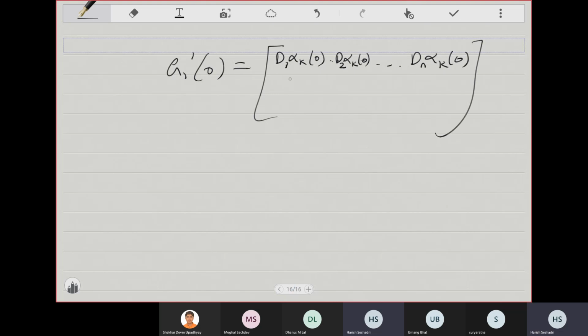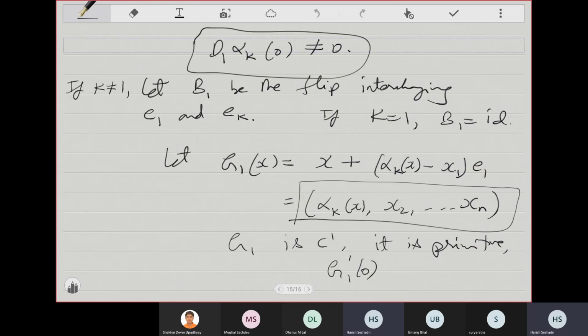Now, for the second row onwards, it will be just 1, 0, 0, 0, zeros, and so on. So essentially, it's an upper triangular matrix with ones on all the diagonal entries except for the first one. So now the point is, as I said, we chose this alpha K so that this condition was satisfied.